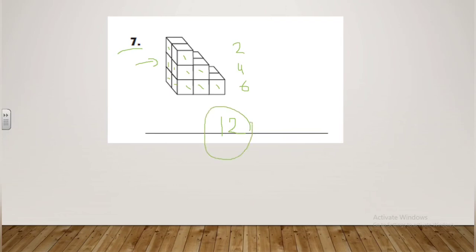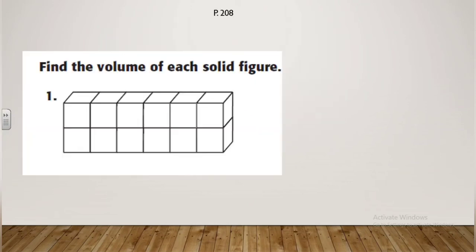If you don't want to do this, you can count one by one. So 1, 2, 3, 4, 5, 6, and so on. Okay? Let's continue. Now I want you to open your booklet page 208.